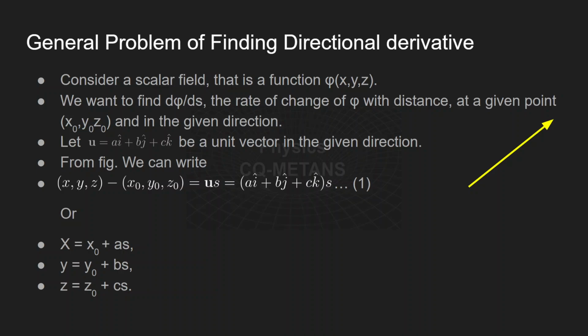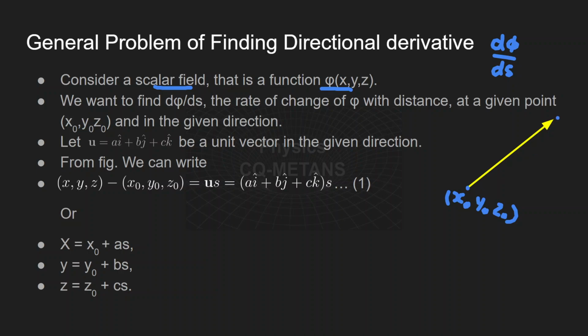Now let us see one general case. We have given a few examples. Now let us generalize the problem of directional derivative. Let's say we are at some point and we are considering a scalar field, which is a function phi of x, y, z. What we want to find out is the directional derivative, that is d phi by ds. That is the rate of change of this scalar field with distance. So now let us consider this point and call it x naught, y naught, z naught.